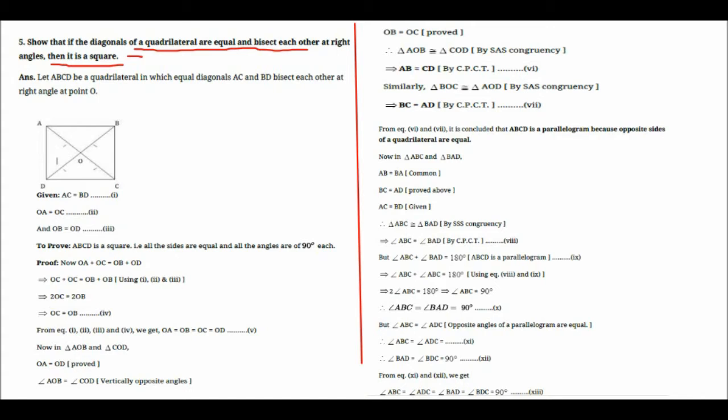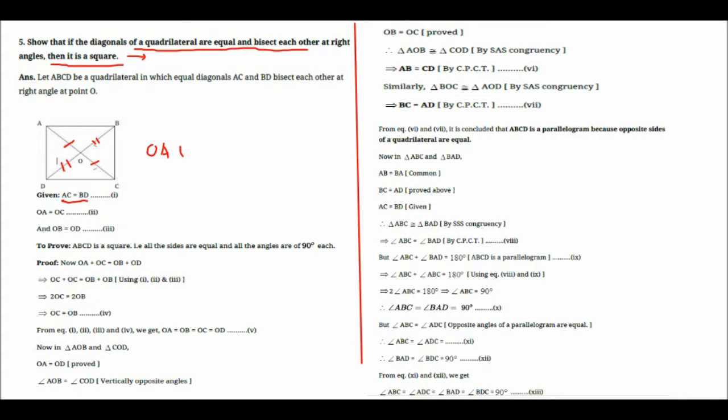Means to prove that it is a square, we need to prove that all sides are equal, right? Also, we need to prove that all angles are 90 degrees. So two things we need to prove, that all sides are equal and all angles are 90 degrees, to show that it is a square.